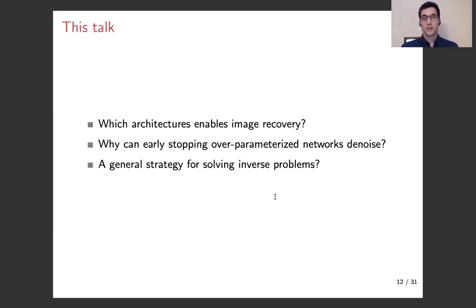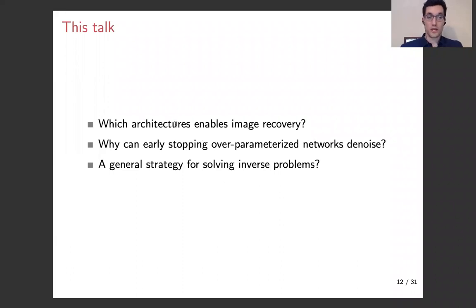And the second question is, why can early stopping of such over-parameterized networks denoise, and how can we explain that theoretically? And the third question is, is that a general strategy for solving inverse problems? Can we really use this to, say, do compressive sensing or MRI, achieving competitive performance? Those are the three things I want to talk about today.